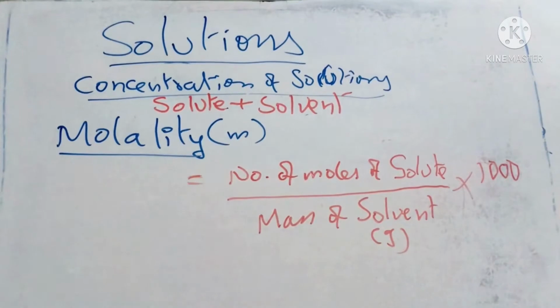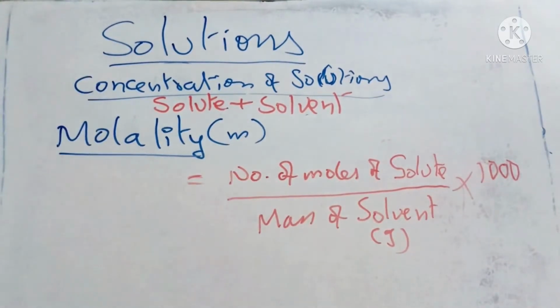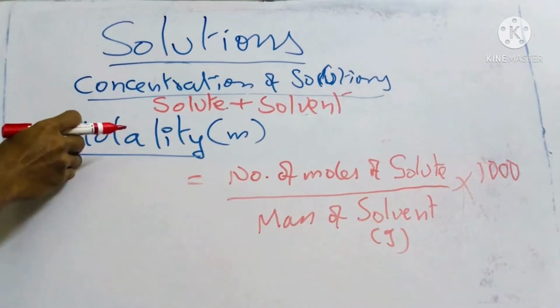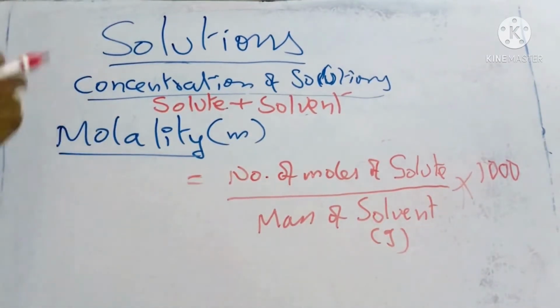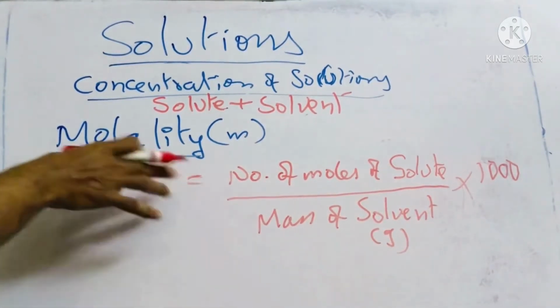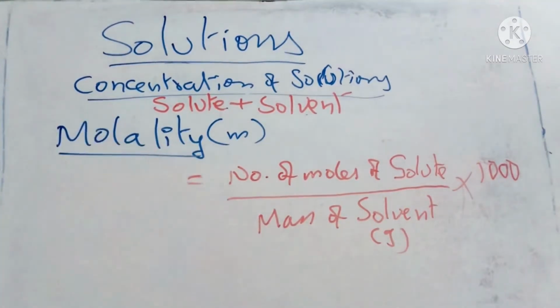Since the mass of solvent will not vary with temperature, this quantity would not depend upon temperature. So molality will not depend upon temperature, but molarity depends upon temperature. That's where the question comes: why is molality mostly used, or better, for representing concentration than molarity? Since molarity varies with temperature, but molality would not vary with temperature, the preferred concentration mode is molality. That is how we can understand this.